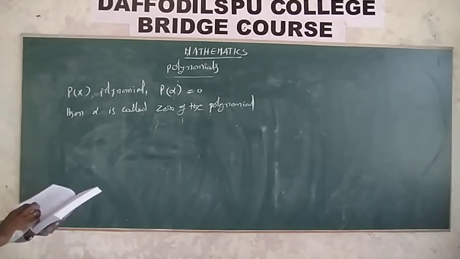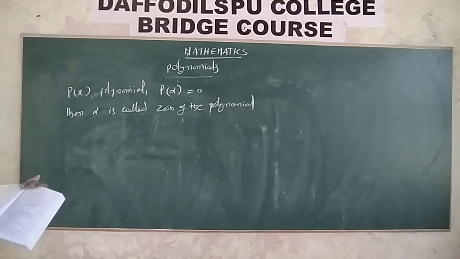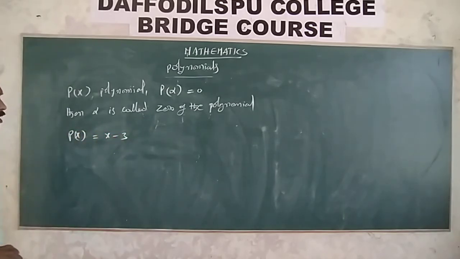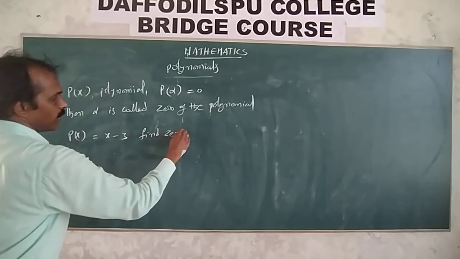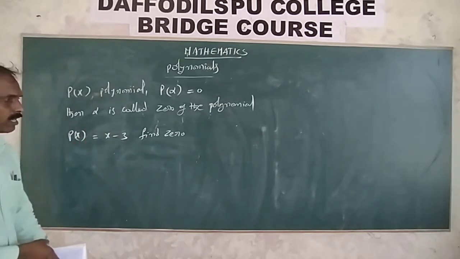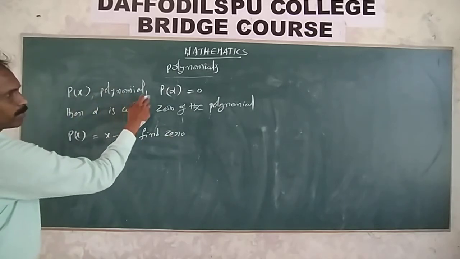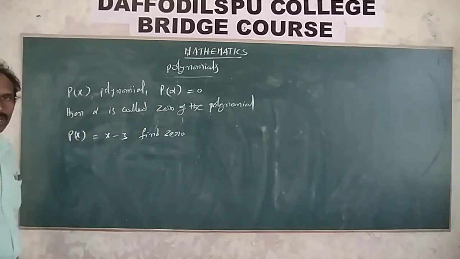Depending on that, one problem. This one. Suppose P of x is equal to x minus 3. Find the zero of the polynomial. So what is the meaning of find the zero? Find the solution. When P of x is a polynomial and P of alpha is equal to 0, then only alpha is called a zero of the polynomial.